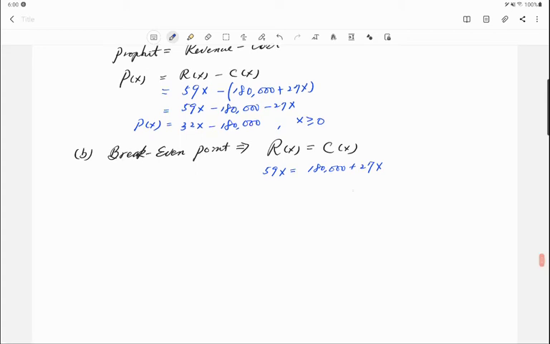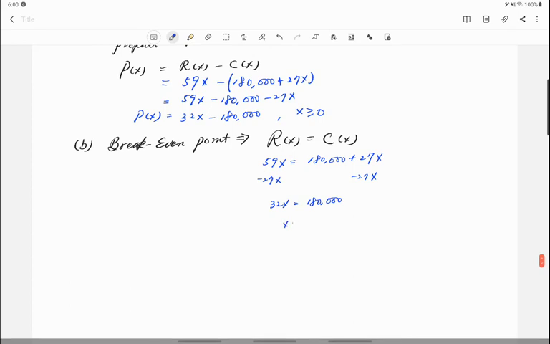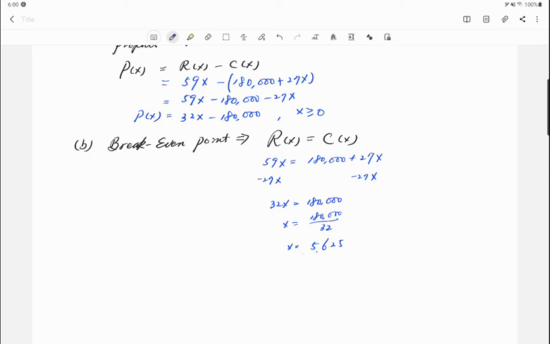So from here, let's find x. Then minus 27x each side. So it will be 32x equals 180,000. Then divide each side by 32. Then x equals 5,625. So if you produce 5,625 calculators, and then sell all of these calculators, then there will be a break even.